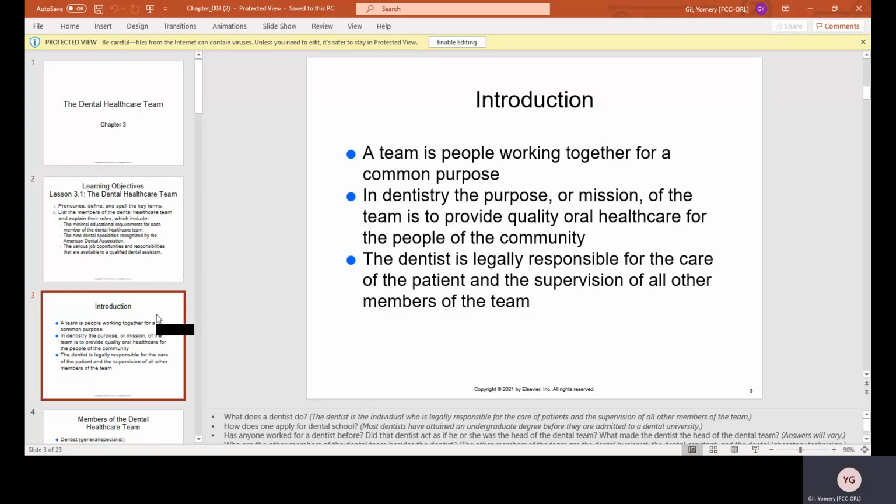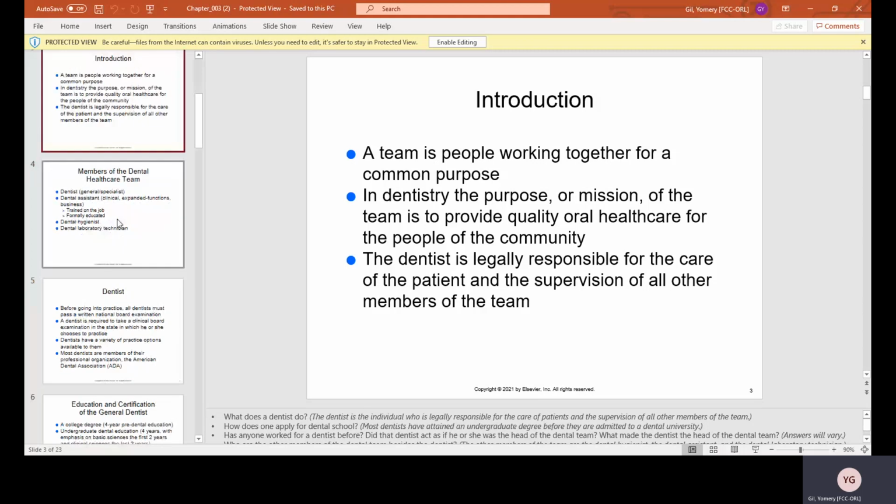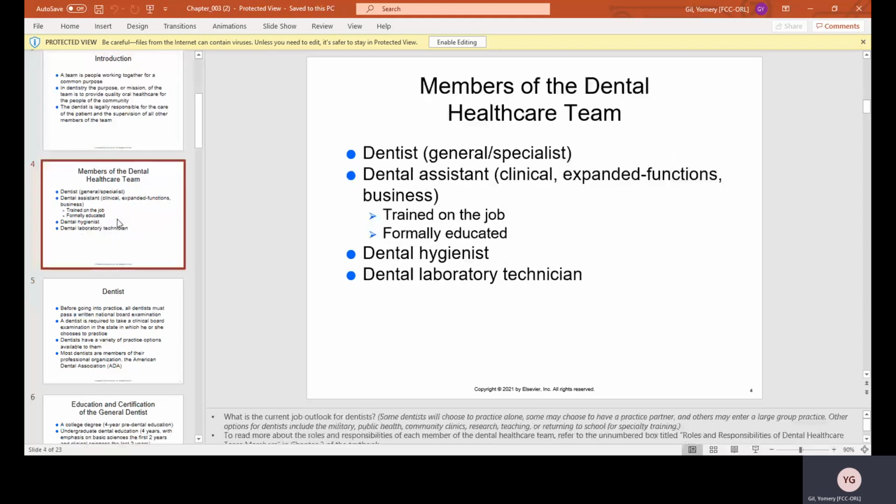So the members of the dental healthcare team are considered the dentist, which can be either a general dentist or a specialist. A specialist means that they specialize in a certain area, like orthodontics, periodontics, endodontics, a pedodontist, which is a pediatric doctor, an oral surgeon, and a prosthodontist, okay? The dental assistant, which can be clinical, expanded functions, or a business assistant.